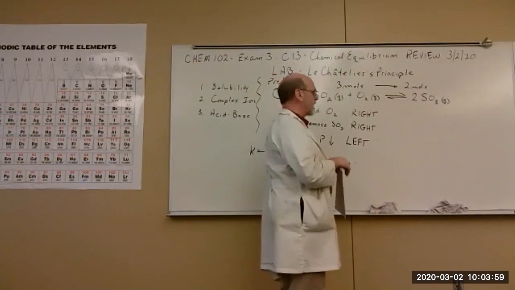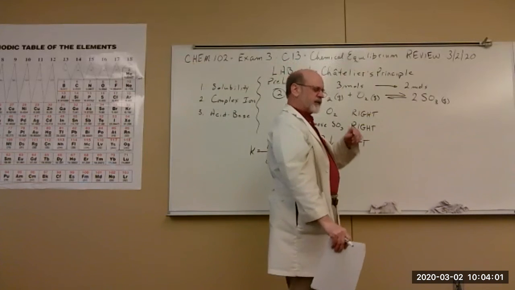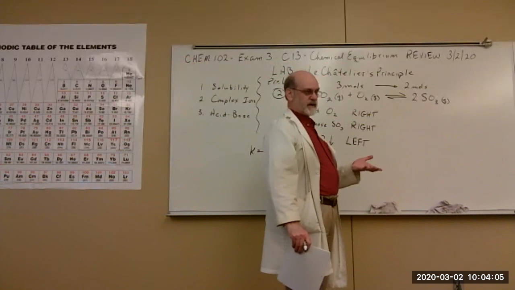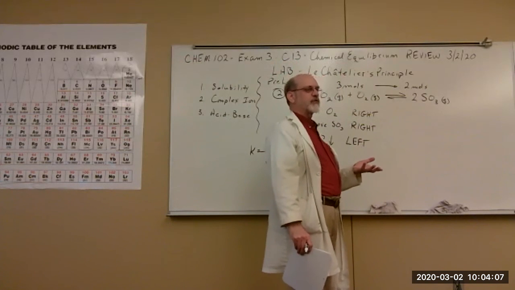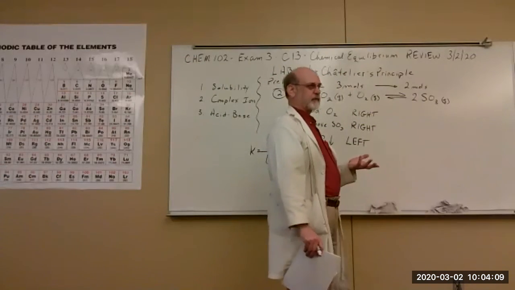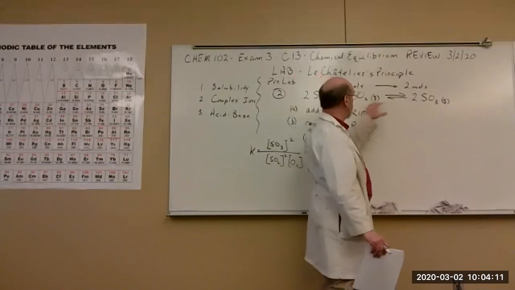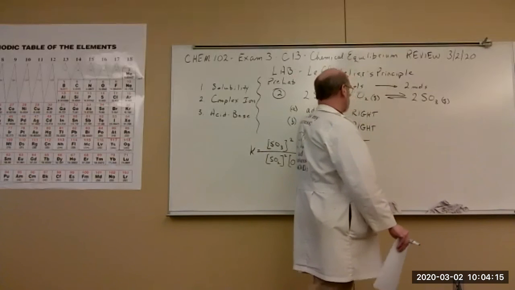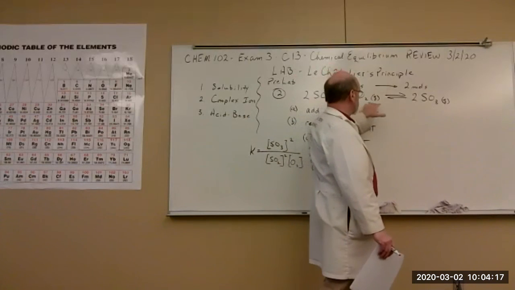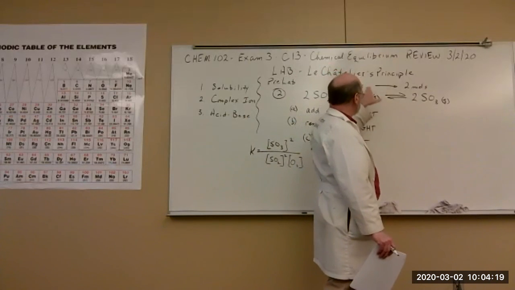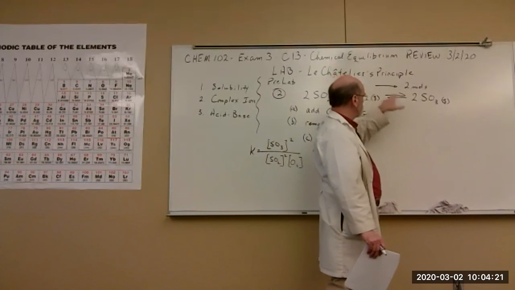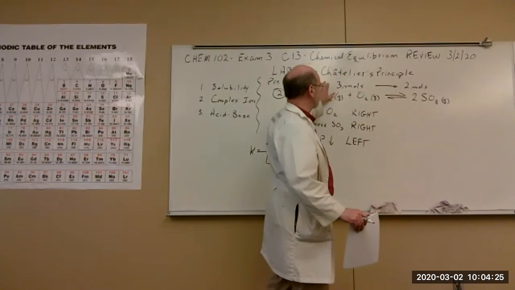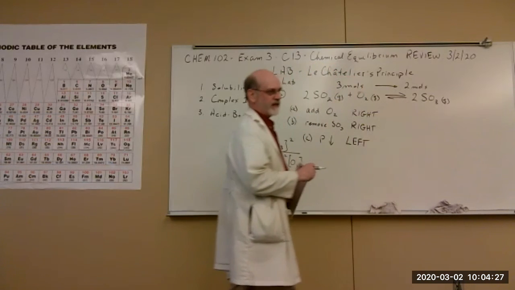Because what is it doing actually? If you increase the volume and you've got the same number of moles to begin with, then you decrease the concentration. You decrease the concentration of both sides because they're in the mix together. But by decreasing the concentration, you decrease the concentration here more than you do there. So it compensates by making more gas.